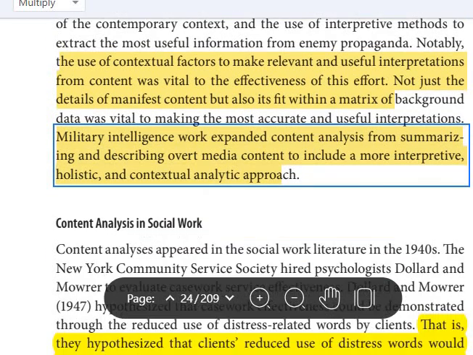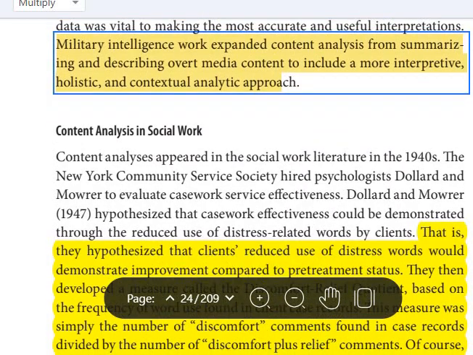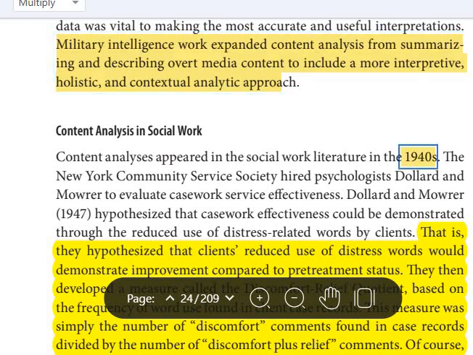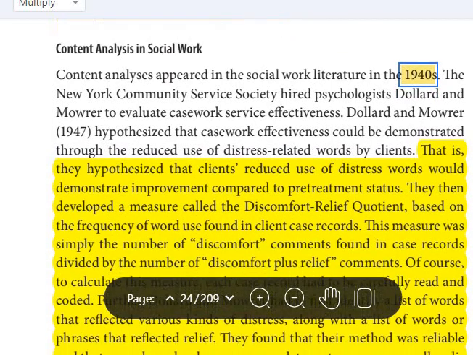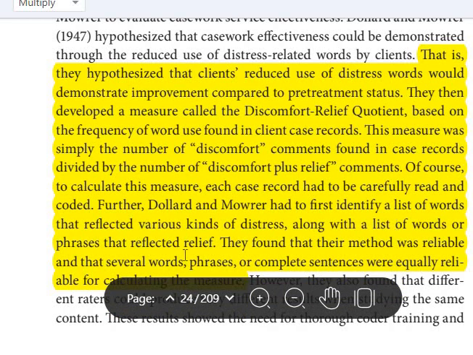Now let's go to the use of content analysis in social work. When can we say that it appeared in social work? We say that it appeared in social work in the 1940s. Let's go now to this important paragraph.